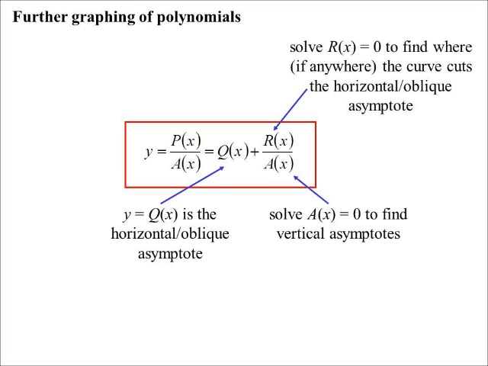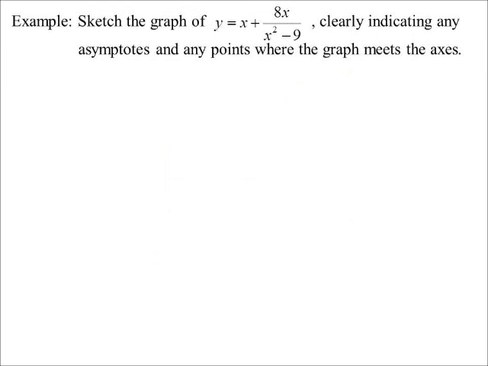But you can cut horizontal and oblique, because all a horizontal and oblique asymptote is telling you is what the curve is doing as it's going out to infinity. So if it's not near infinity, it can cut it. And of course, any number is not near infinity, so it can cut it anywhere. So the top of that fraction will tell us where it cuts. So let's have a look at this one.